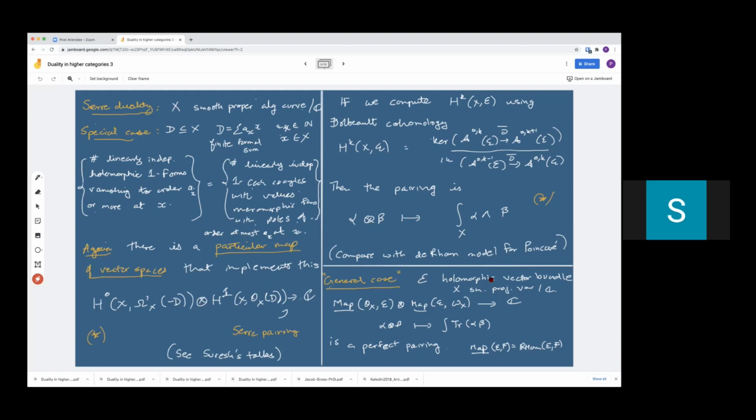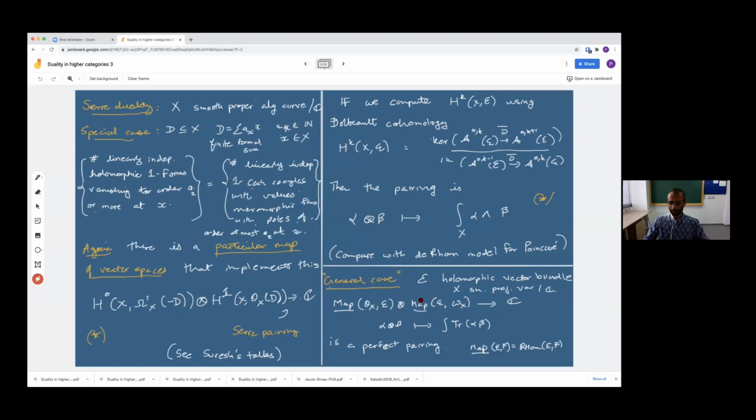And more generally, if E is any holomorphic vector bundle on any smooth projective variety, I have a pairing from the mapping space from OX to E, which is nothing but the cohomology of E, H0 of X, E, or H^i. The ith cohomology of this mapping complex is exactly H^i of E, tensored with the mapping complex from E to omega X to C. So I have a natural pairing, and the pairing is alpha tensor beta goes to the integral of the trace of alpha times beta. So if I multiply alpha and beta, I get a section of omega X with values in endomorphisms of E.